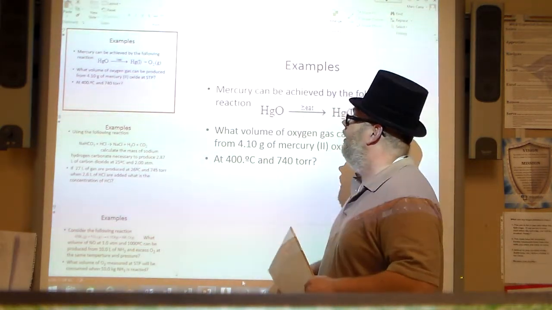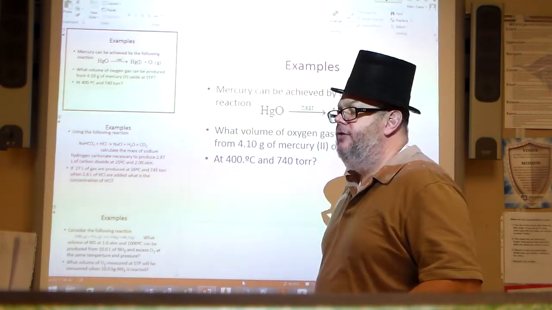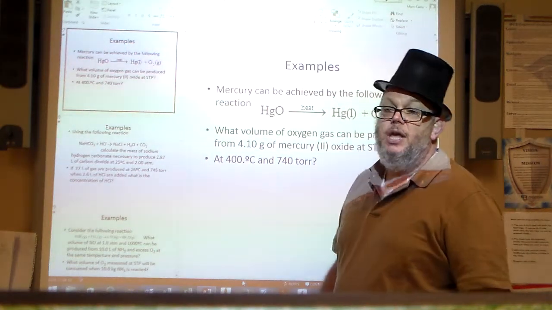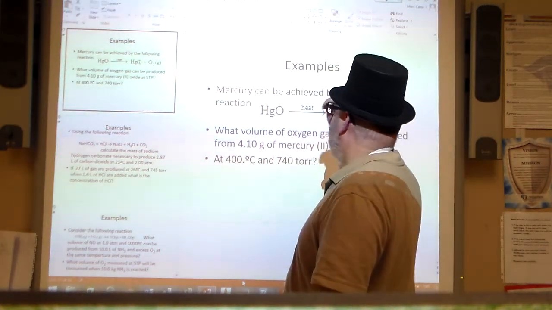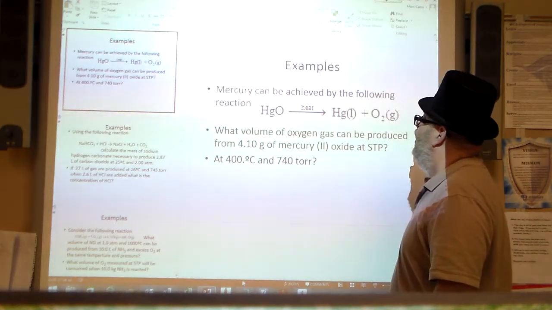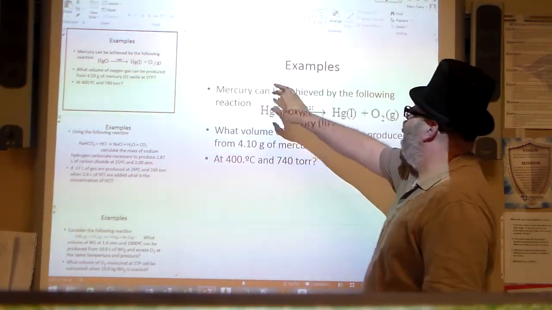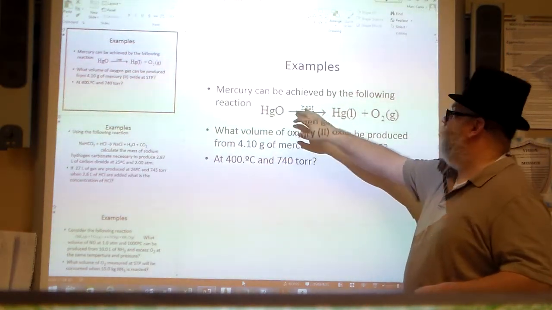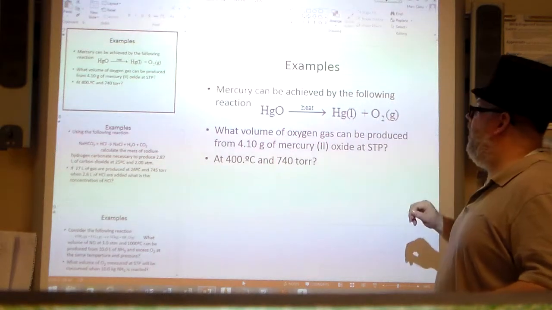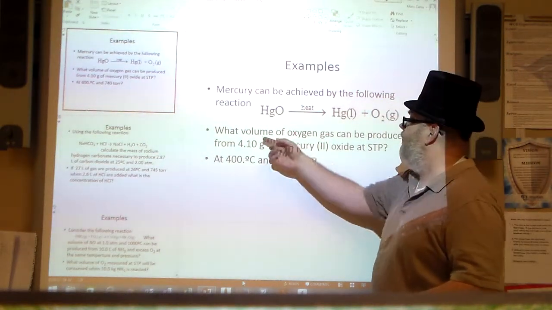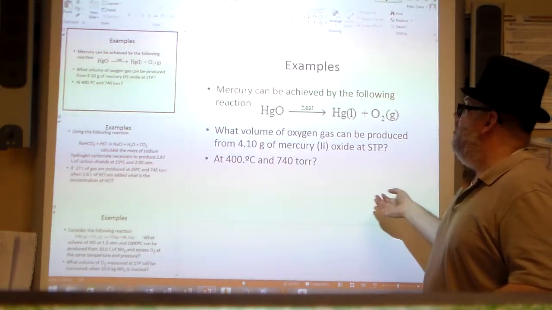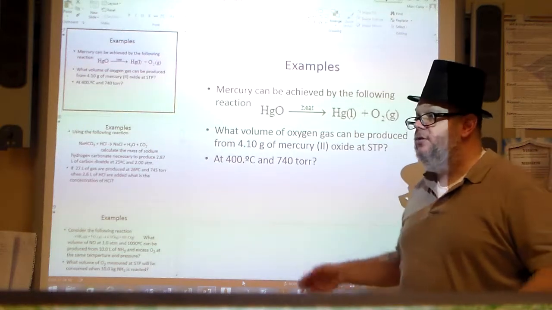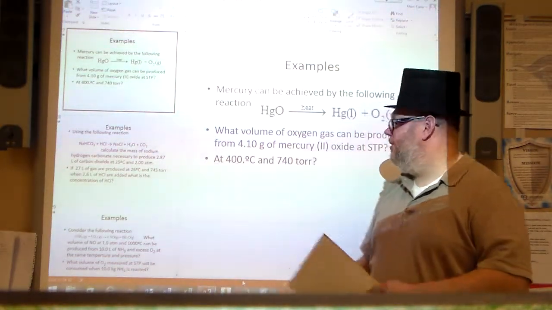Today we are looking at the ideal gas law, and the combination of the ideal gas law and stoichiometry. I did a problem this morning with my AP class where mercury can be achieved by the following reaction: mercury II oxide with some heat gives mercury liquid and oxygen gas. The first question was, what volume of oxygen gas can be produced from 4.10 grams of mercury II oxide at STP, or standard temperature and pressure conditions?